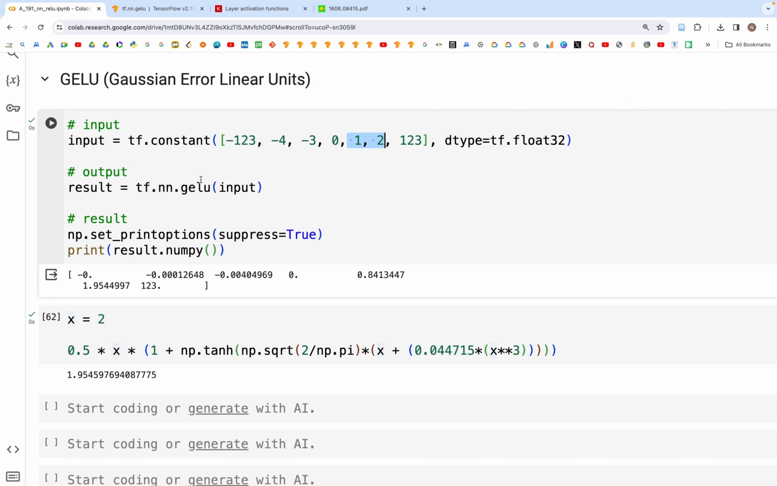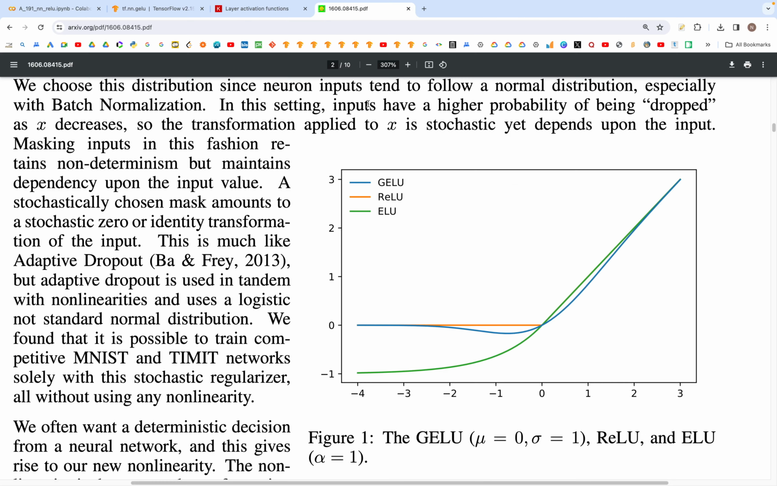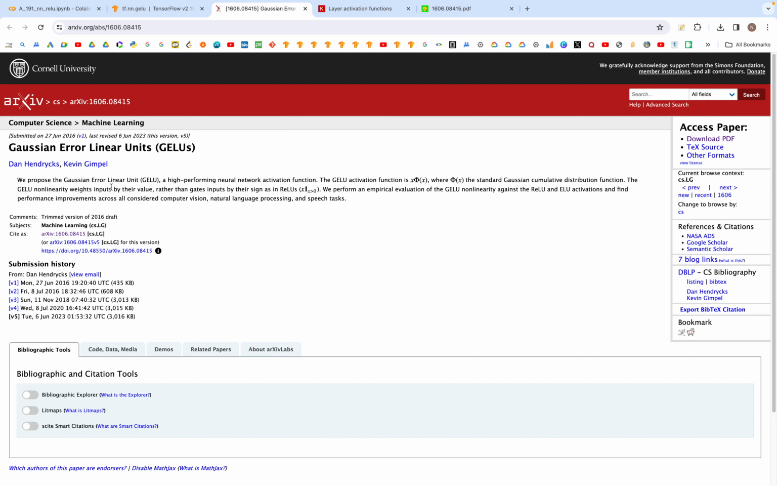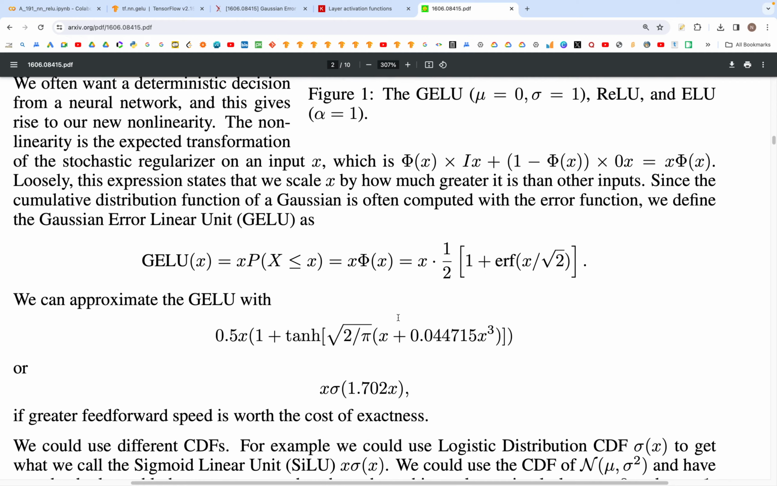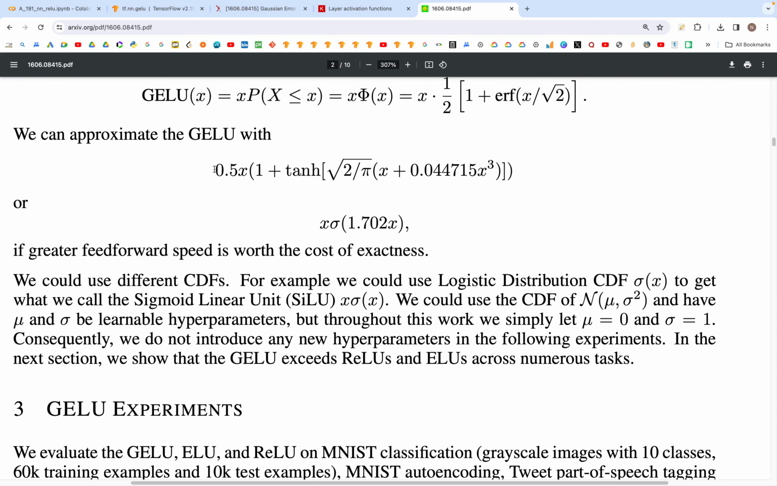So in Gaussian linear units, if we look at this paper that is cited here, I'm looking at the Keras documentation. Suppose we click on this and see where this goes, yep. So it's the same reference. And in this reference, if we look at this equation, that's what we are using in the GELU case.